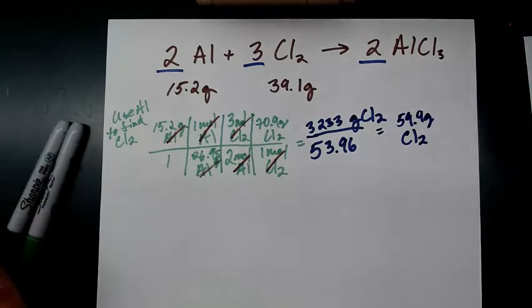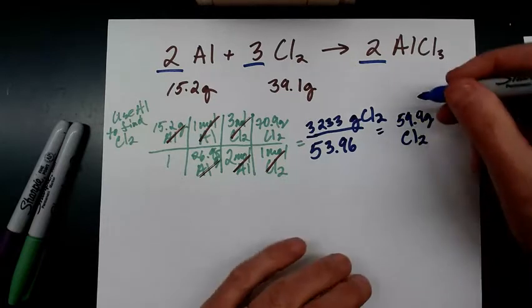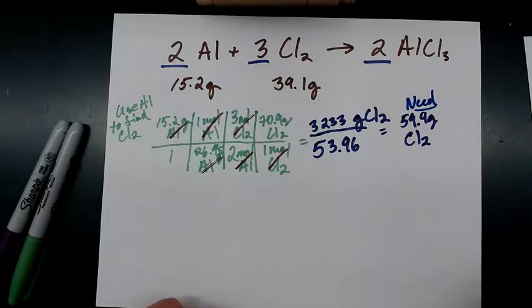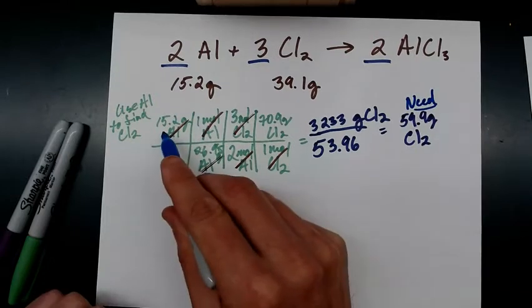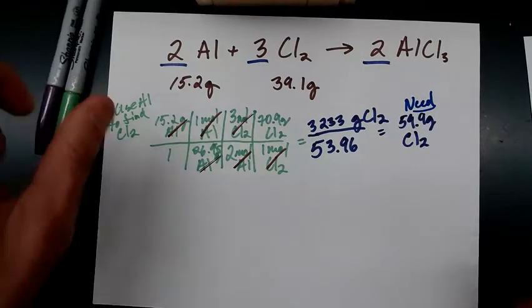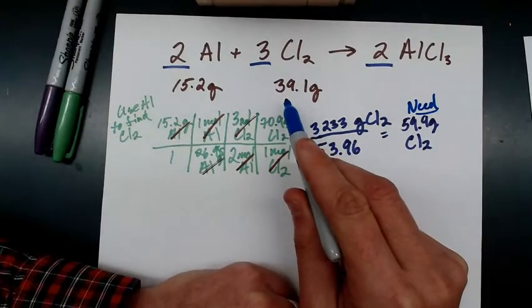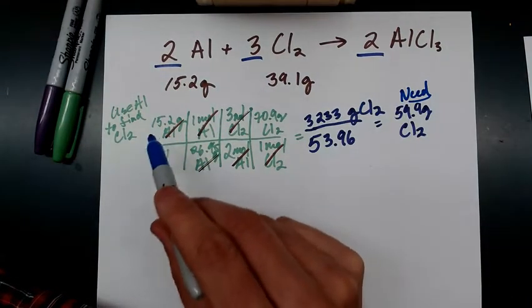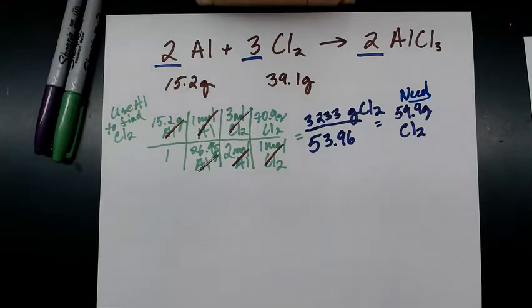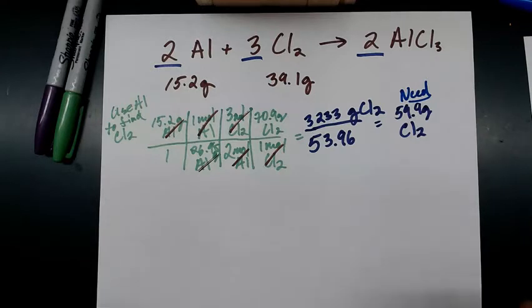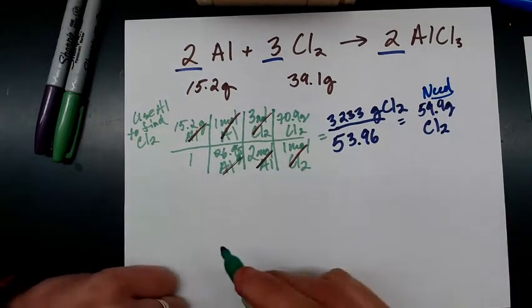And watch what I write up here. I'm going to write need. Let's write it in blue. This is a need number. What I'm calculating right here is a need. Why? Because I have 15.2, I used everything that I needed. And when I look at what I really have of my grams of chlorine, I don't have enough. So there's no way that I'm going to be able to use my 15.2 grams of aluminum. So I already know what my limiting reagent is. My limiting reagent is going to be my chlorine, and let's prove it.